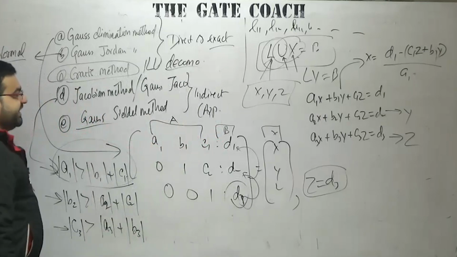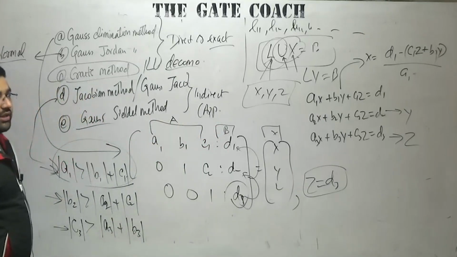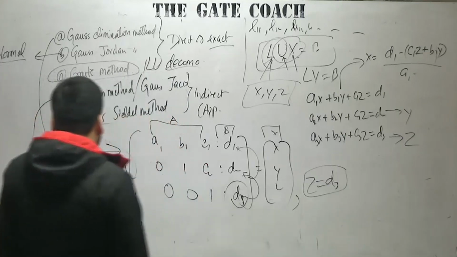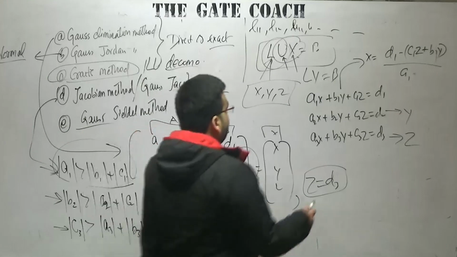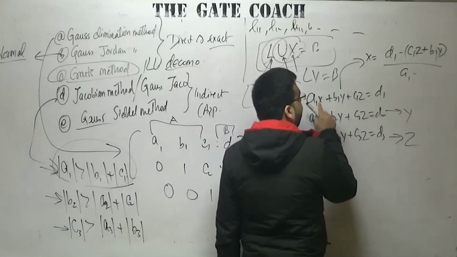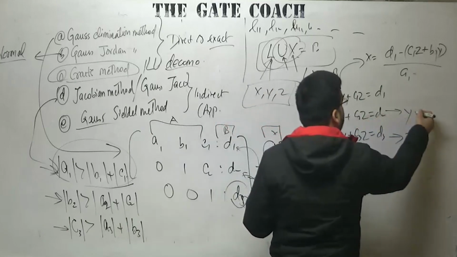After this we have the Gauss-Seidel method. This is an advanced form of the Gauss-Jacobi method. It is also an iterative method. In this, what do we do? Put the value of y equal to z equal to 0 in this equation, and we get the value of x1. Now put the value of x1 in this equation, because from here you will be getting y.